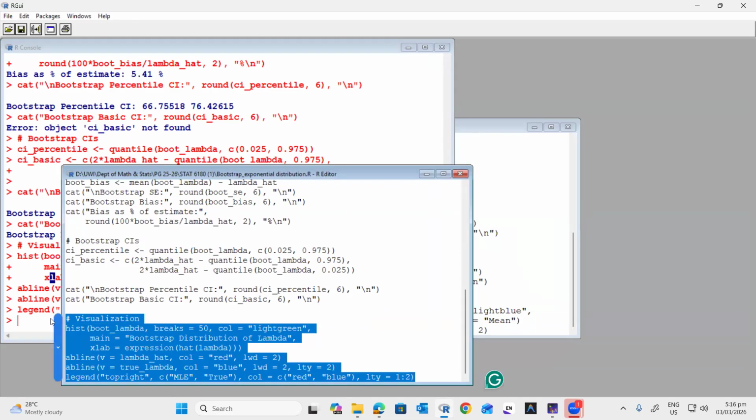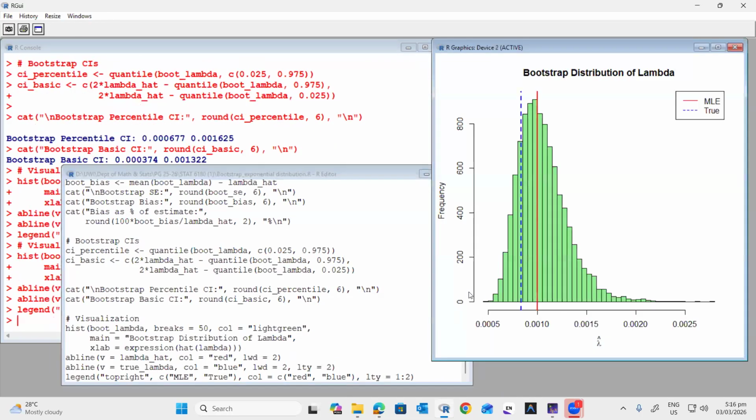This is the visualization of our generated data. All right, this is exponential. Okay, in the red one you have the MLE, and in the blue dot you have the true value. So it is a little bit far from here.